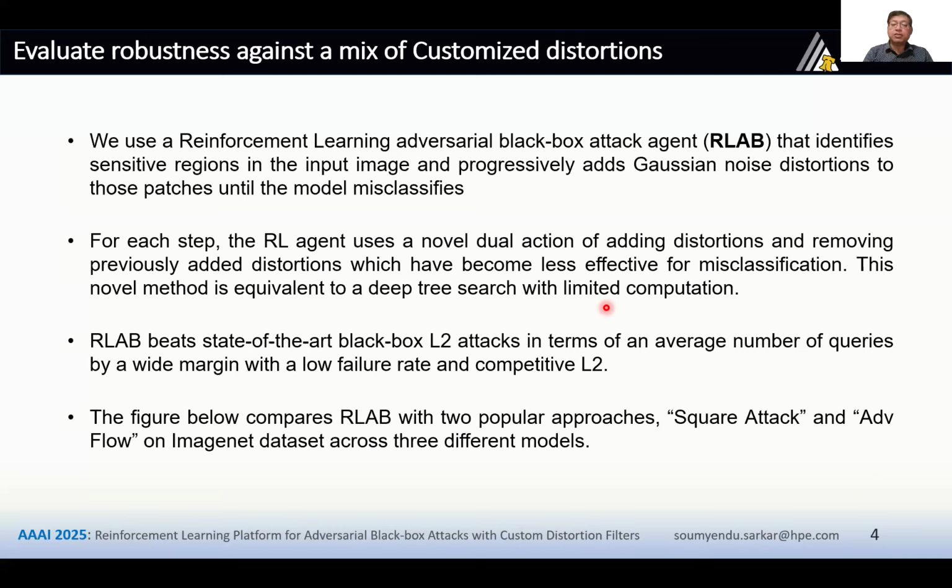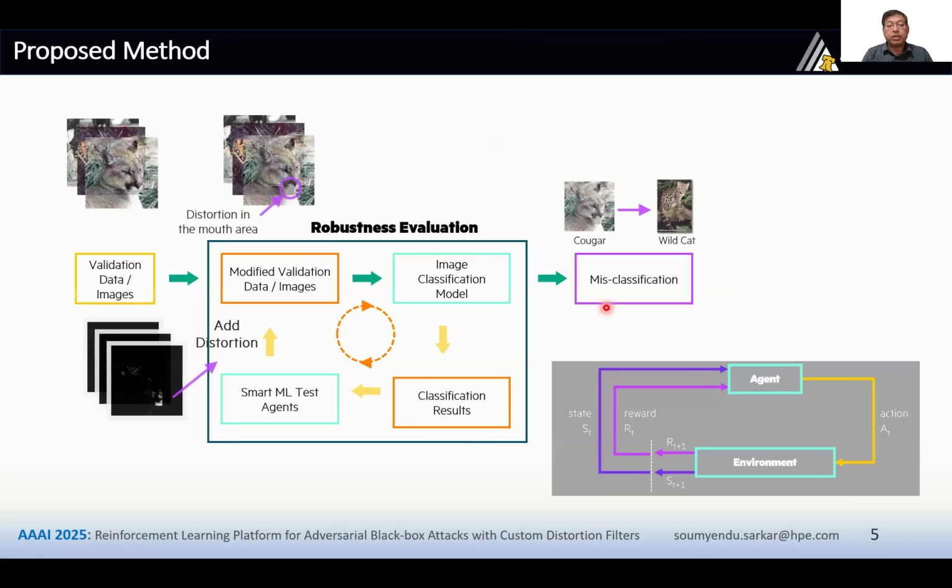Now, this novel method is equivalent to a deep tree search with limited computation. Unlike the game of chess, here you can take back a move later on without any penalty. That's the big advantage. Now, RLAB beats the state-of-the-art black box L2 attacks in terms of average number of queries by a wide margin, with a low failure rate and with very competitive L2. In the figure below, we will show how it compares to the popular SOTA attacks.